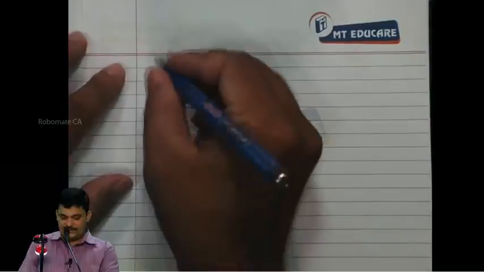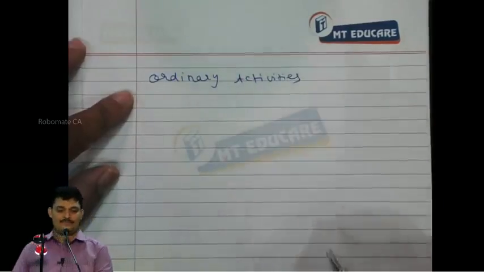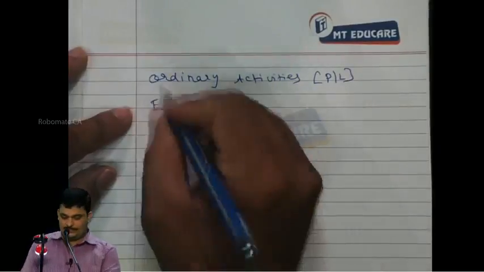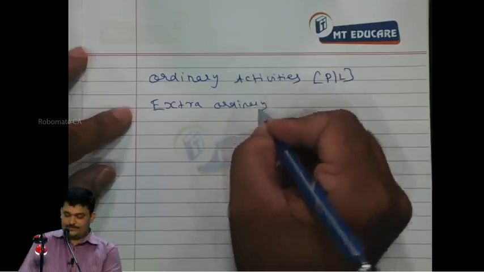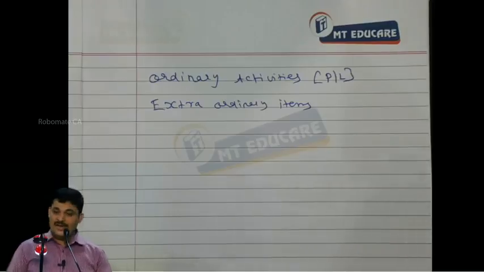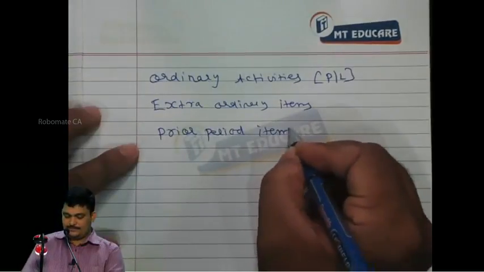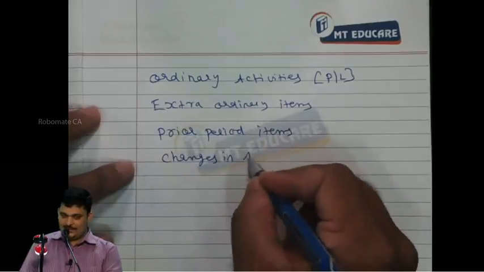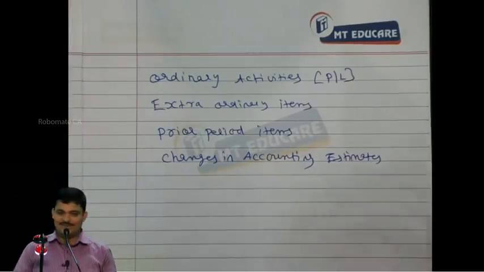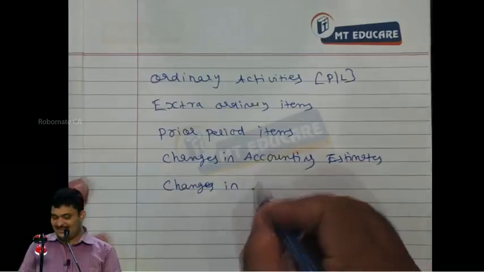So what are those items covered? They are: profit or loss from ordinary activities; then extraordinary items, because we don't mention those as ordinary items; prior period items; changes in accounting estimates; and changes in accounting policies.